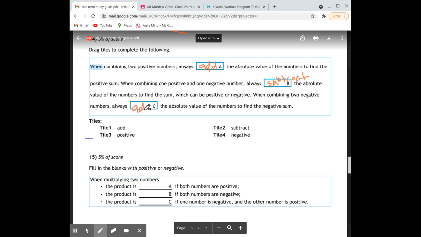All right, Sophia, I want you to go through. I want you to reread this with our newfound information in there. So start at when. Combining two positive numbers, always add the absolute value of the numbers to find the positive sum. When combining one positive and one negative number, always subtract the absolute value of the number to find the sum, which can be positive or negative. When combining two negative numbers, always add the absolute value of the number to find the negative sum.